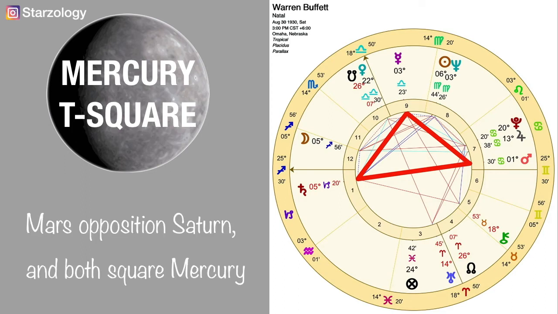Quite clearly there it is. Mars is in opposition to Saturn, and both are square Mercury. So the two planets in opposition are squaring Mercury. That's why it's referred to as a Mercury T-square, because Mercury is the focal planet within this T-square, and the energy of Saturn and Mars flows towards Mercury in the 9th house there in Libra.